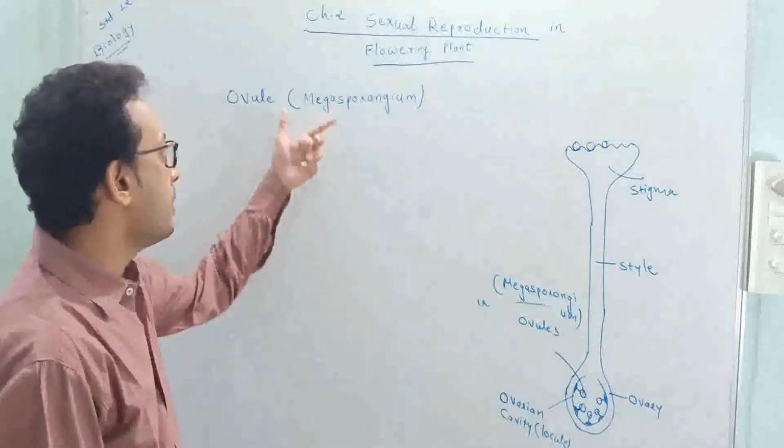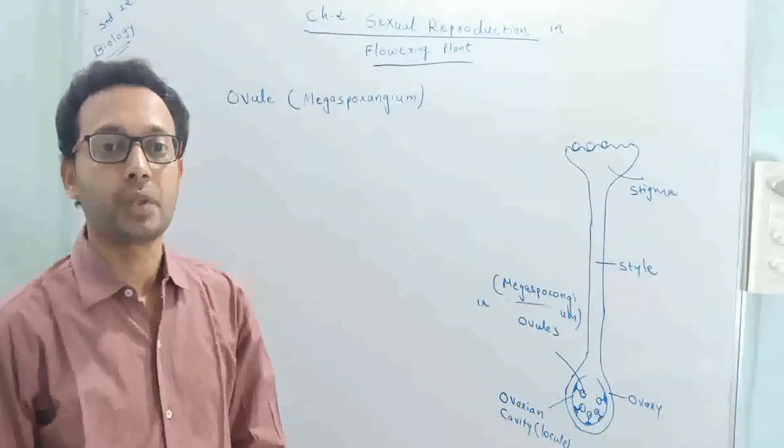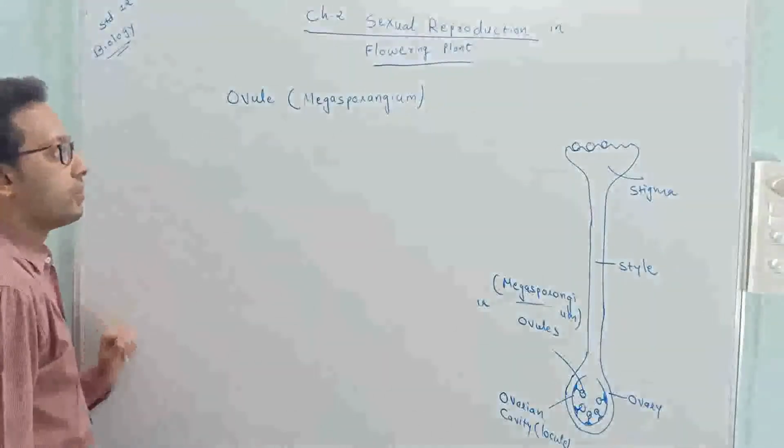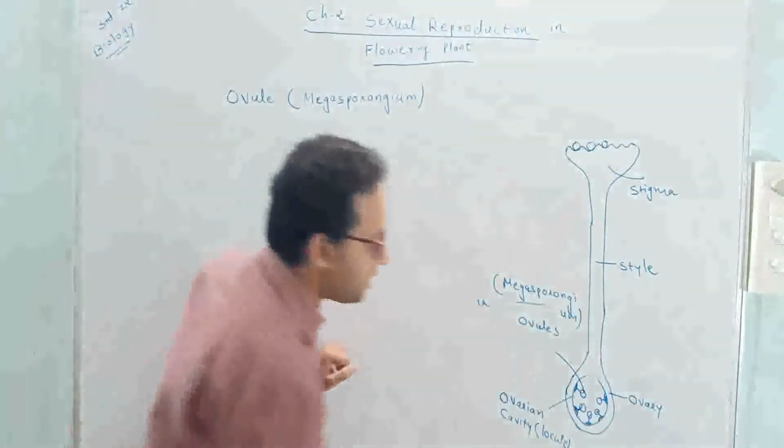Now we have to learn the structure of this ovule, or you can also call it megasporangium. What is an ovule or what is a megasporangium? How does it look? You know that this is an ovule.